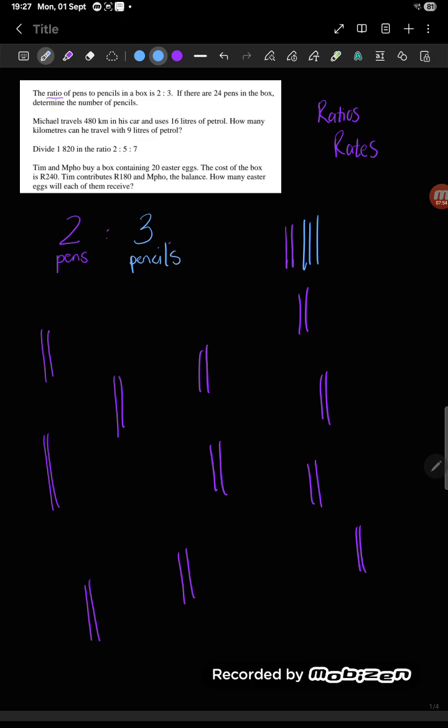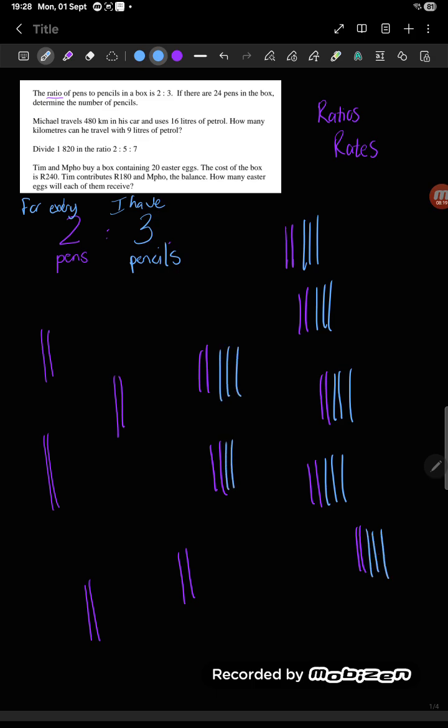So this means for every 2 pens, I have 3 pencils. So here we go. Every 2 pens, all of these must be bundles of an extra 3, because this is part to part. For every part of 2 pens, I've got 3 pencils. Part to part. Cats to houses.